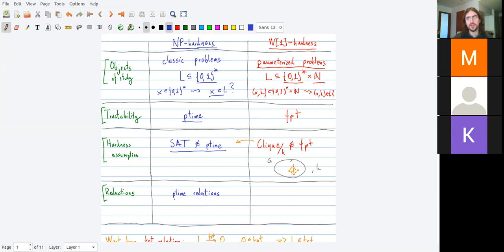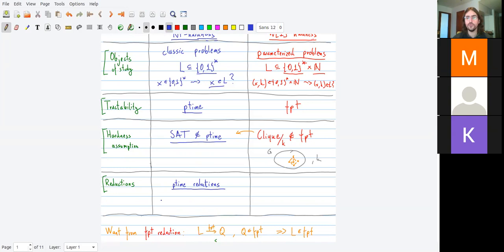So in the normal world of NP-hardness, usually we use p-time reductions. So we say that one problem L is p-time reducible to Q if there is a reduction that takes an instance of L and outputs an equivalent instance of Q in polynomial time. And then if I have a p-time reduction from L to Q, then I can infer that if Q we could solve in polynomial time, then by pipelining the reduction and the p-time algorithm for Q, we would be able to find a polynomial time algorithm for L, right?